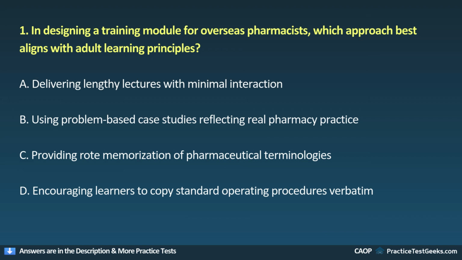1. In designing a training module for overseas pharmacists, which approach best aligns with adult learning principles? A. Delivering lengthy lectures with minimal interaction. B. Using problem-based case studies reflecting real pharmacy practice. C. Providing rote memorization of pharmaceutical terminologies. D. Encouraging learners to copy standard operating procedures verbatim.